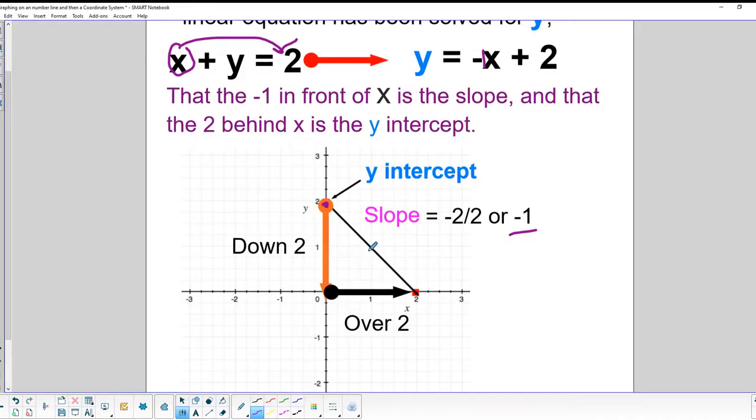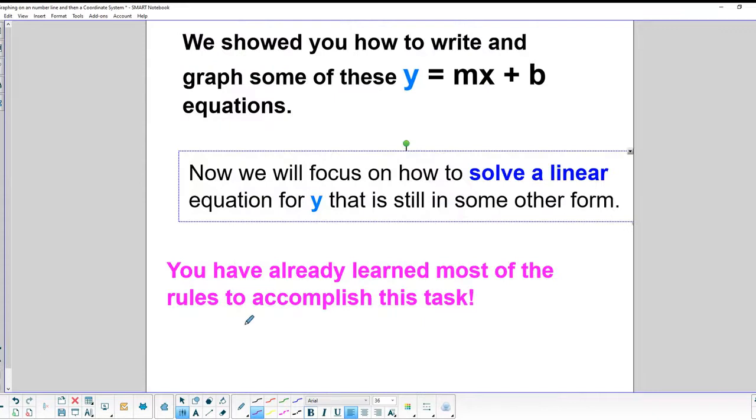We kind of demonstrated why we're solving for y, what that looks like, and how it ties into what we've been doing. For now, we're focusing on how to solve a linear equation for y, when it has been written in some other form. You've already learned how to do that a little bit. We're going to do a little bit more of that today.